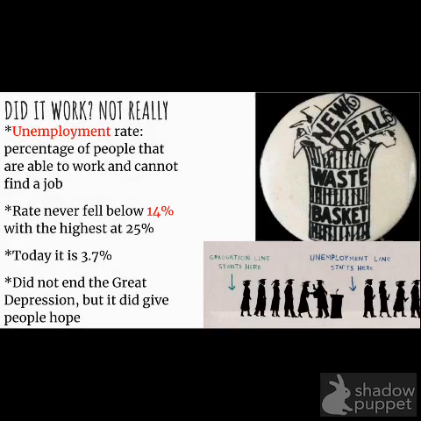But did it work? Not really. Unemployment rate, which is the percentage of people that are able to work but can't find a job, actually never went below 14%. And at its highest point it was at 25%. That means for every 4 people, 1 of them could not find a job even if they wanted to. Today, we see the unemployment rate is about 3.7%. This did not end the Great Depression, but it did give people hope that it would get better.